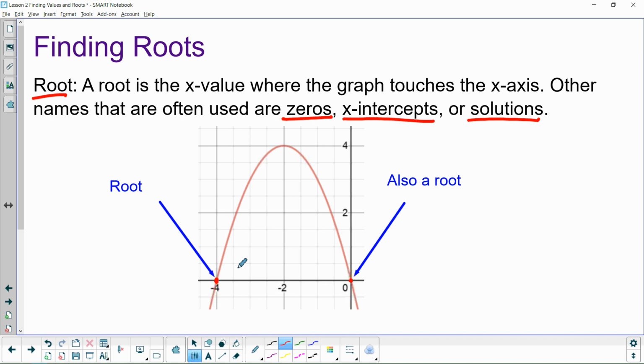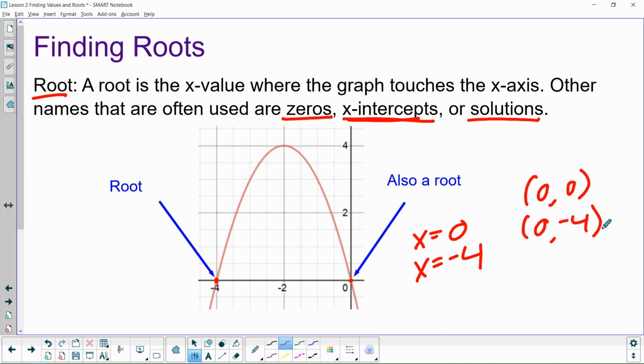So you could say, for example, this one, we could say x equals 0 and x equals negative 4. You could give me the full ordered pair. These are more like x-intercepts of (0, 0) and (0, -4). Oh, I'm sorry. Let's back that up.